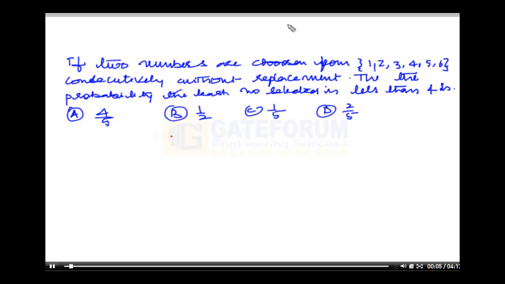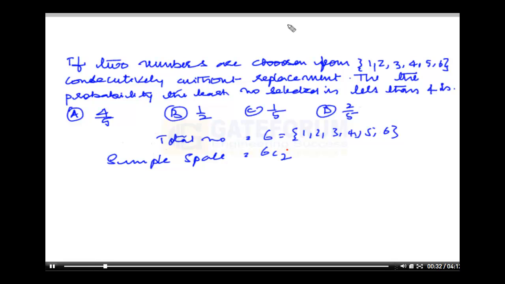We are given totally 6 numbers from 1 to 6: 1, 2, 3, 4, 5, 6. You have to choose 2 numbers at a time. Therefore, the number of ways of choosing 2 numbers, that is the sample space, is 6C2. Now we have to find in how many ways we can choose 2 numbers where the least number among the selected numbers should be less than 4.